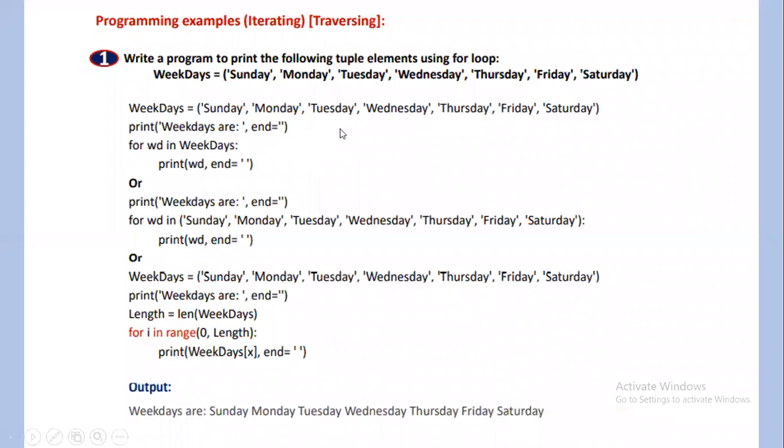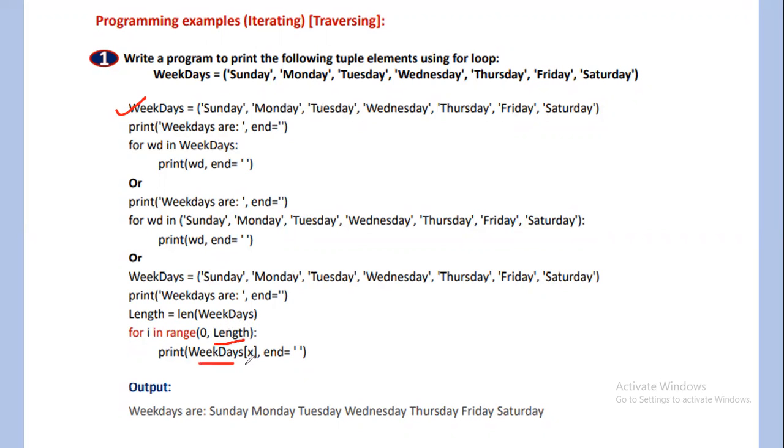The next one is, let's say I write a program to print the following tuple's elements using a loop. That is called navigating the tuple. If you've got a tuple like this, I just want to pick one element at a time. For that, I'll simply say for i in range, 0 to the length of that tuple. So it will simply go from 0 to length minus 1.